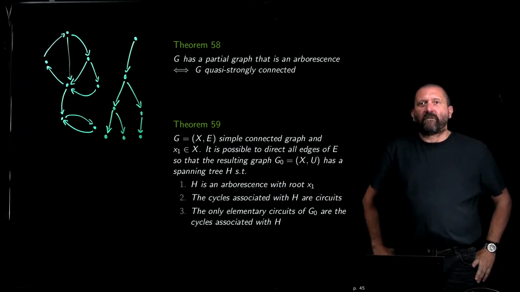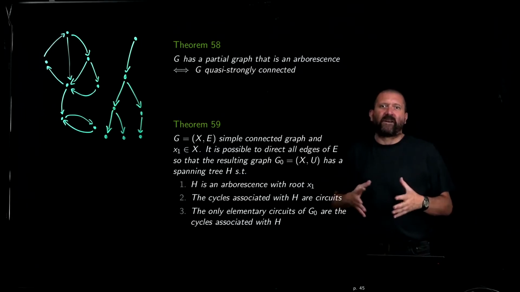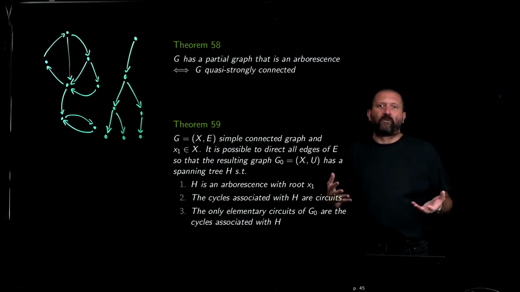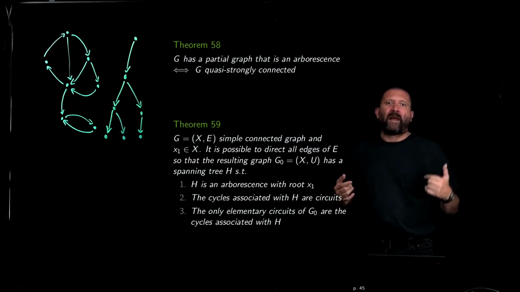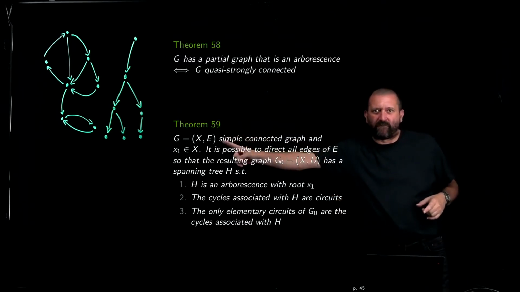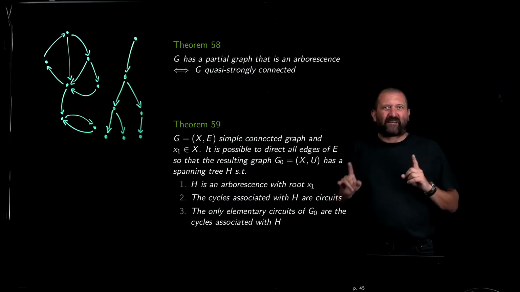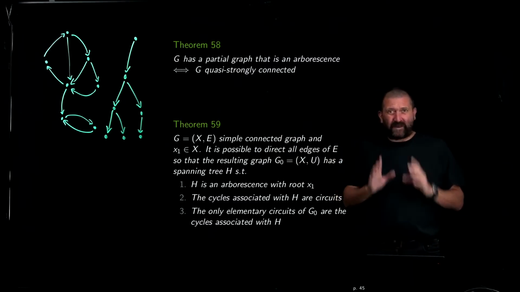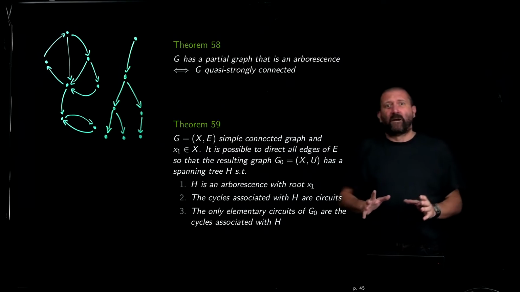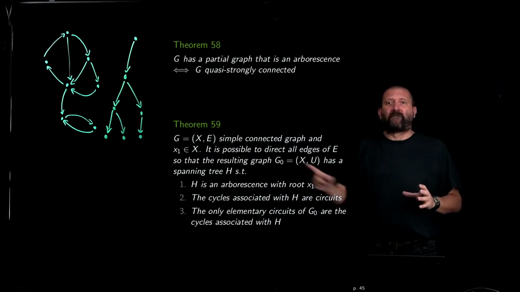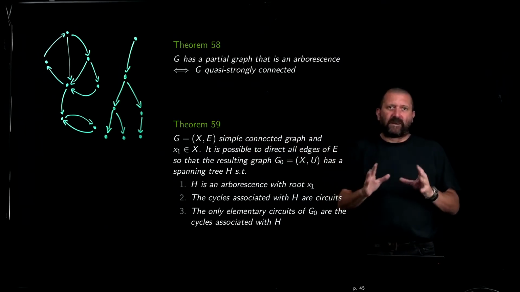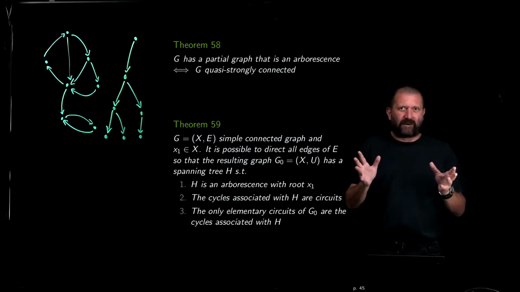The following result tells us that if we have a simple connected graph and some vertex x1 in there, it is possible to direct all edges. Sorry, I should stress here, I have xe. So I'm thinking specifically about an undirected graph. Remember, when I have an e there, I mean edge, and therefore there's no direction.